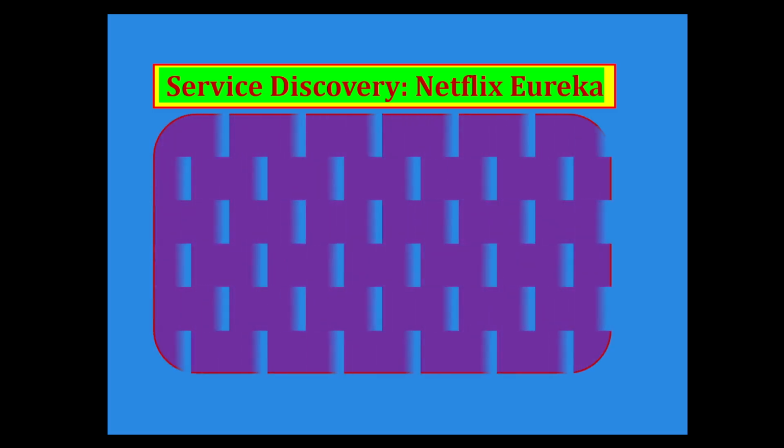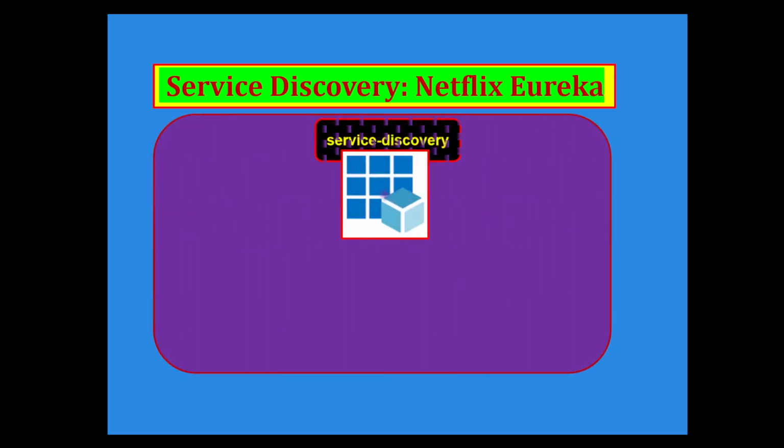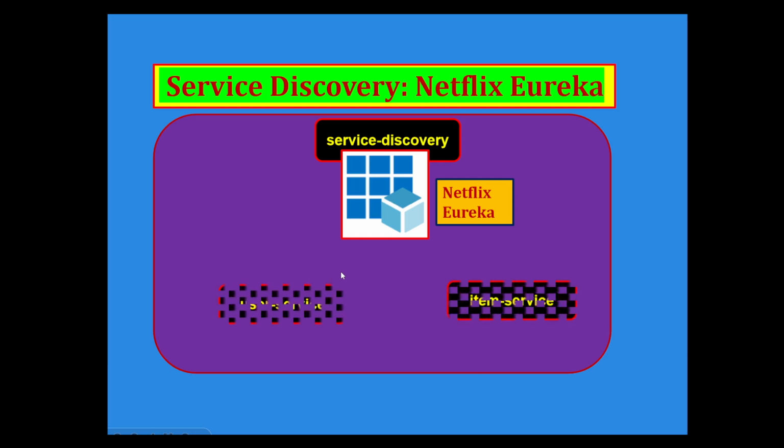In this we are going to create three microservices. The first microservice will act as a service discovery or service registry, which will register all the client microservices with it. And for that we are going to use Netflix Eureka Server. This is the first microservice which will register all the client microservices. Next we are going to create two client microservices. First is a user service and the other is an atom service.